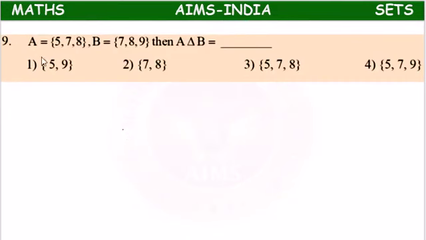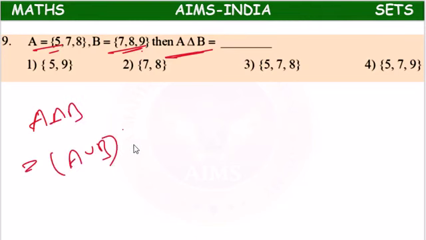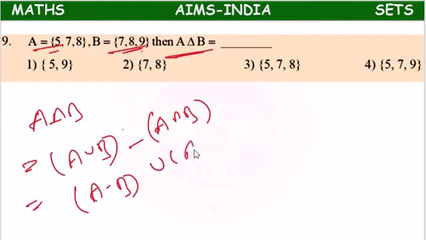Next, A equal to {5, 7, 8}, B equal to {7, 8, 9}. What is A delta B? A delta B equals A union B minus A intersection B. We have that formula, or another formula: (A minus B) union (B minus A). We have that formula also.